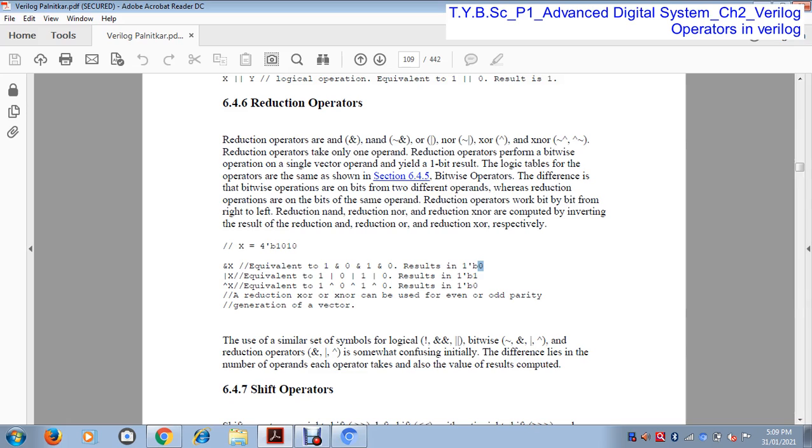Okay. Now this is the XOR. 1 XOR with 0, 0 XOR with 1, 1 XOR with 0, and the result is 0. So it reduces the size of the operand. Therefore it is called a reduction operator.